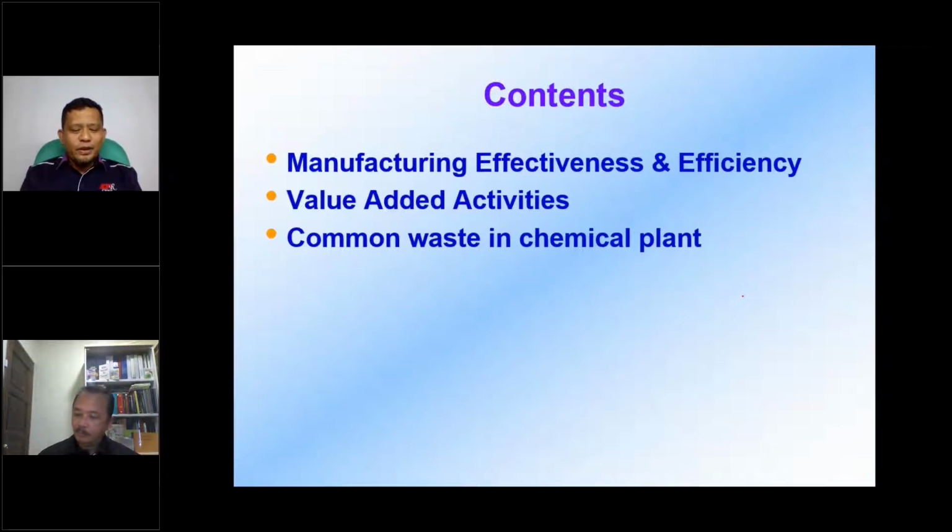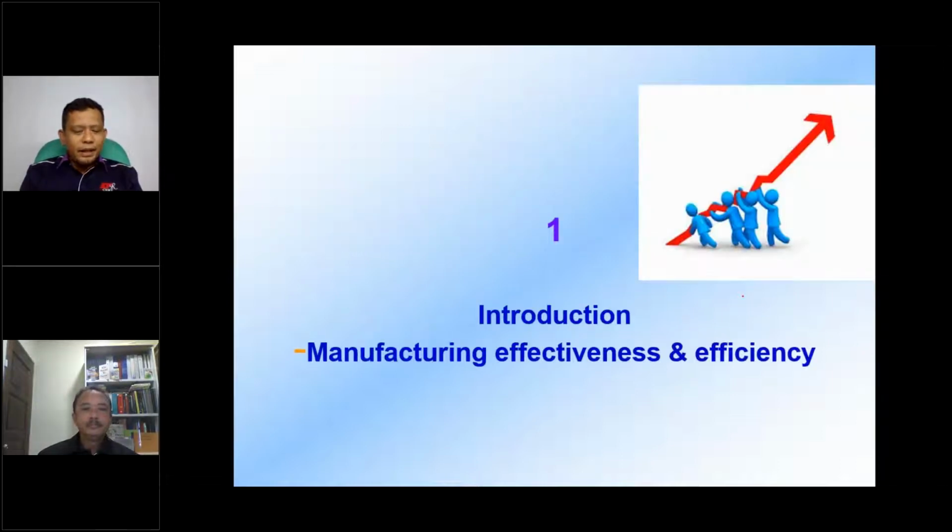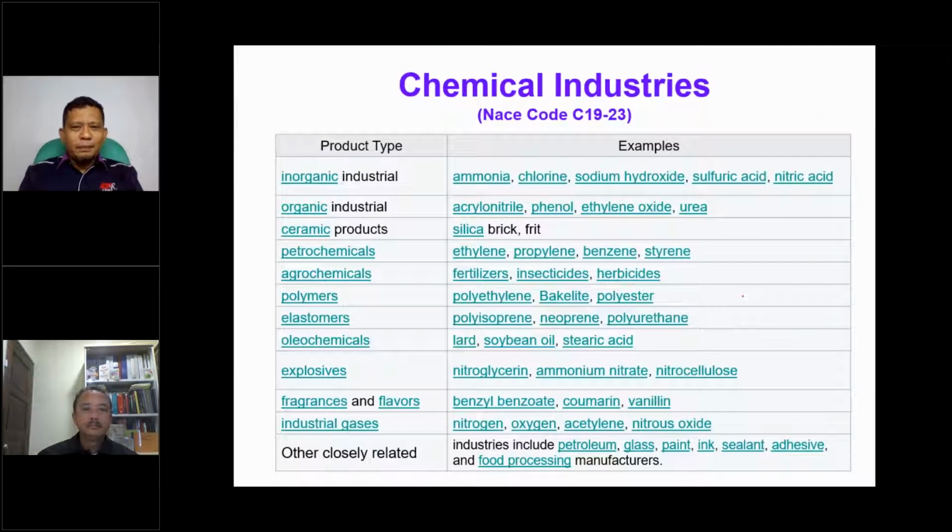Of course, maybe some of the participants here are from the big chemical industry, giant multinationals. Maybe some of the participants are from a small chemical plant, just doing simple compounding or mixing of chemicals, making some glue. This is the common chemical industry that is listed under the European NACE code, under code C19.